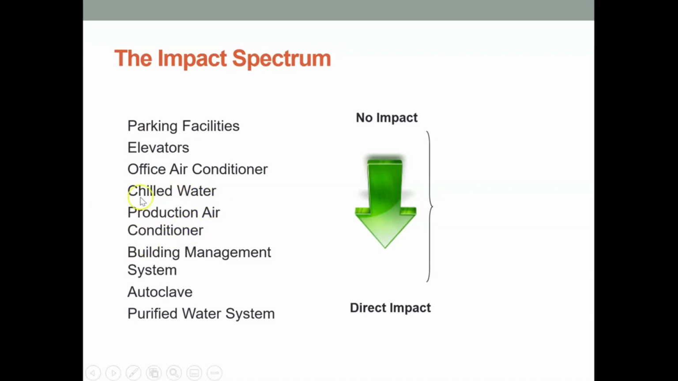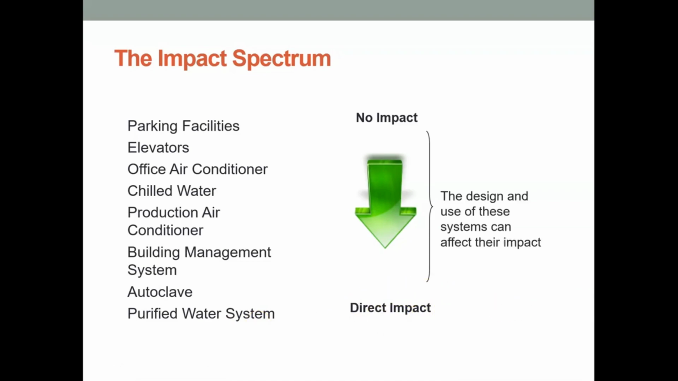Production air conditioning will have an impact, again, depending on if you've got a clean room environment. It's much more critical than if you don't. General manufacturing area: building management system then becomes more critical. A piece of equipment like your autoclave could be very critical to your product impacts because you're doing your testing and results on that, and you could be using it for your fill finishes. Purified water system then is actually part of the product, so that is a direct impact.